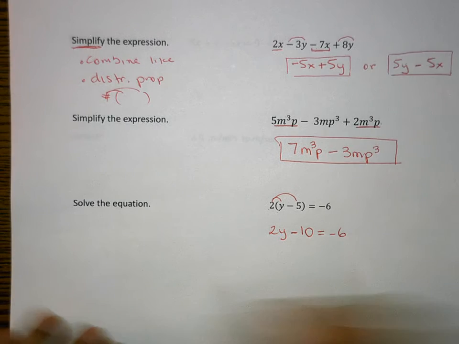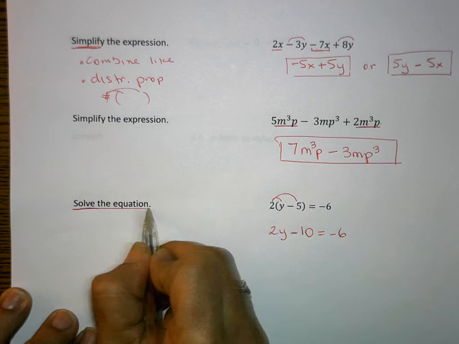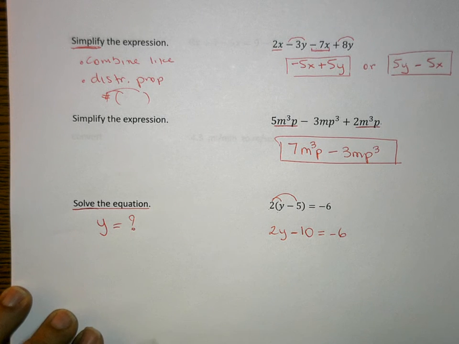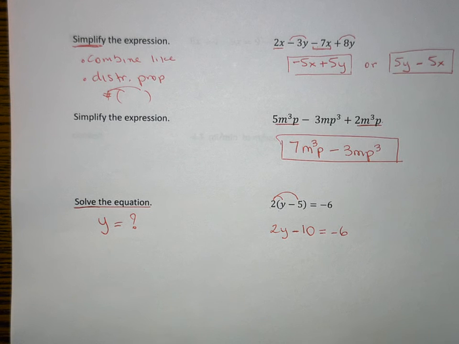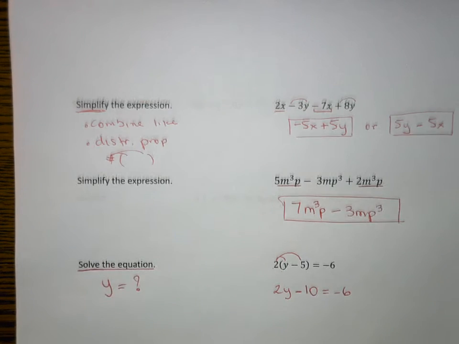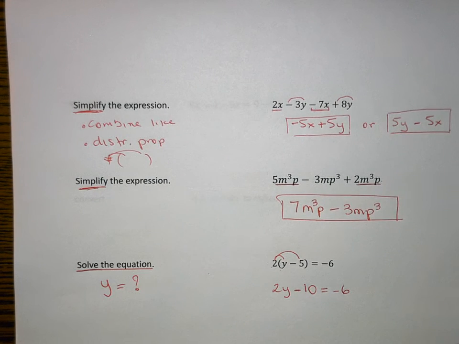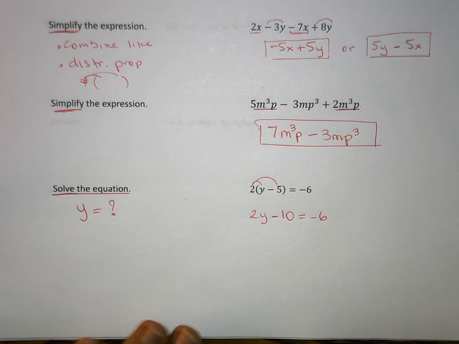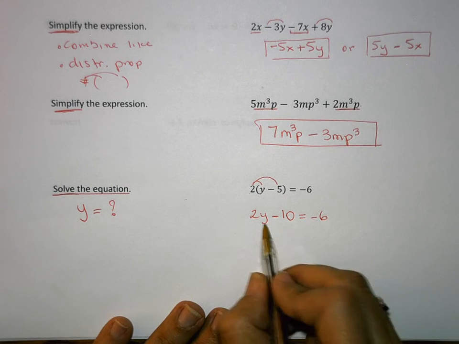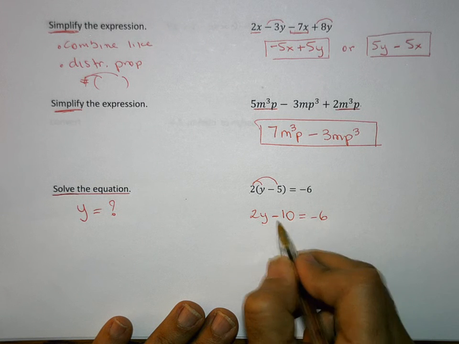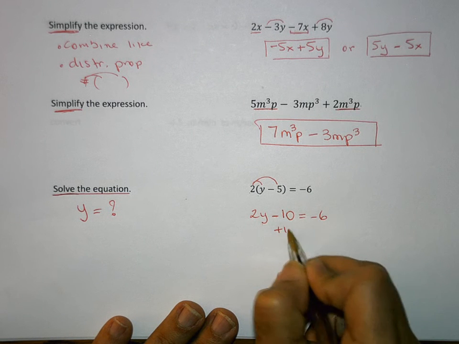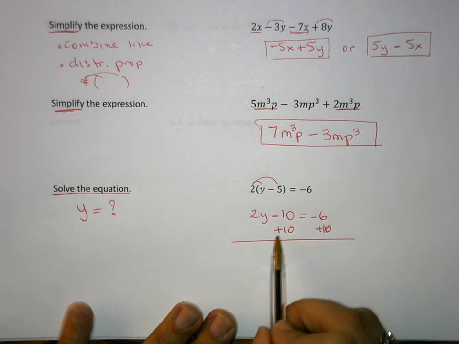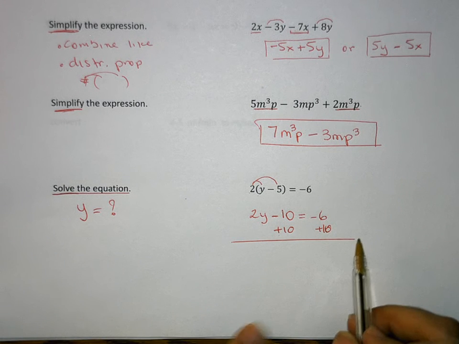But over here it's asking us to solve the equation. So I really want to know y equals what. That is really what I'm looking for. It's not just to simplify. The first two were simplify, but this next one is saying solve for y. Solve the equation. So in order to get the y all by itself, I'm going to do the opposite of negative 10, which is a positive 10 on both sides of the equation. If you add it to the left, you better add it to the right as well.